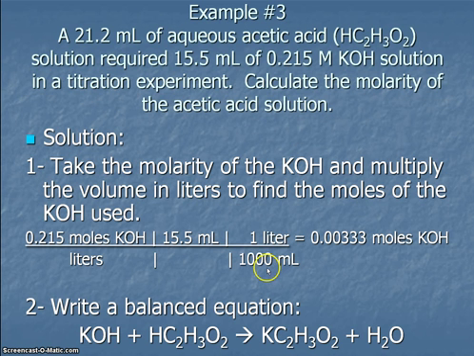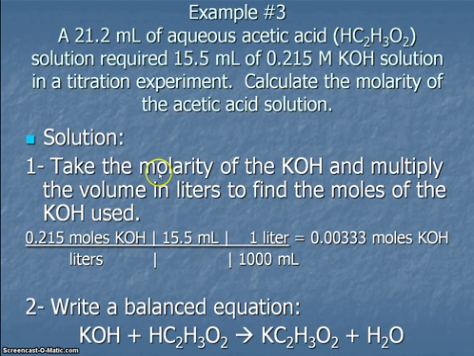So let's take a look at an example here. We have 21.2 milliliters of aqueous acetic acid, HC2H3O2. The solution requires 15.5 milliliters of 0.215 molar KOH solution in a titration experiment. We need to calculate the molarity of the acetic acid, or our unknown.